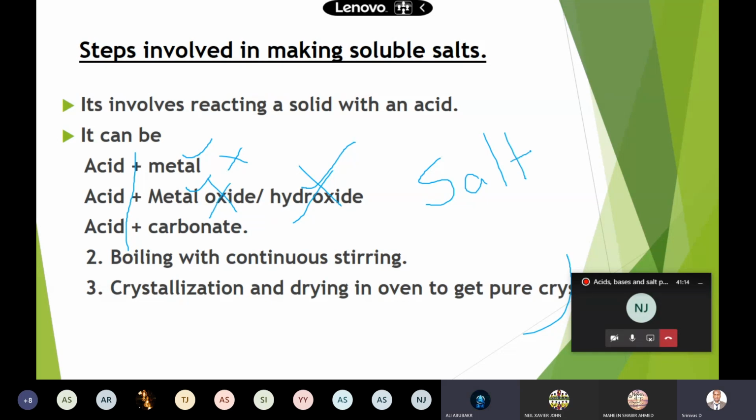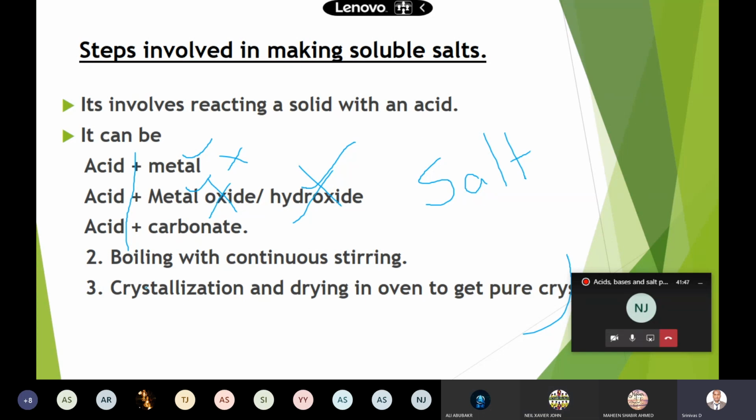Even if it's not a metal, the product is a salt. There are ammonium salts, where there is no metal. But we are not talking about ammonium salts here. We are talking only about metal salts. So acid plus metal can make a soluble salt, and hydrogen gas is released.